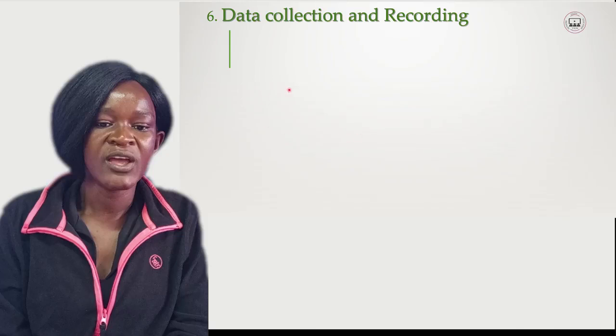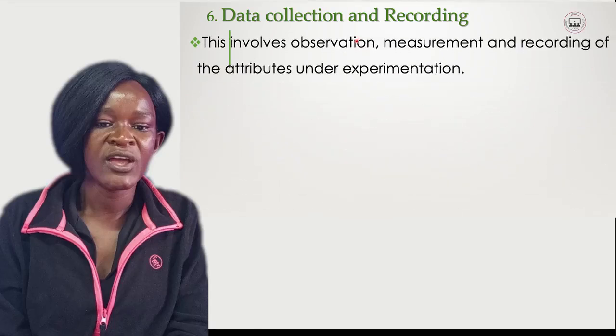When you are conducting the research, there is this other stage, data collection and recording. This is also a very, very important step under agricultural research. This stage involves observation, measurement, and recording of the attributes under experimentation. For example, in our case, we are assessing the impact of DSP fertilizer on maize growth.